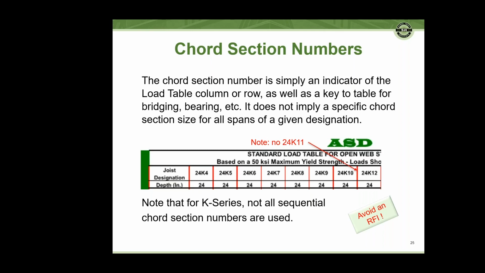Something to make a quick note of is that for K-Series, not all sequential chord section numbers are used. So the example excerpt here is of the 24-inch deep joist, and we see that there's no 24K11. So occasionally we see that pop up on drawings. Maybe somebody had thought, I want something a little more robust than a 24K10. I'll just go to the next one. But in fact, a 24K11 doesn't exist, and that would surely generate an RFI.